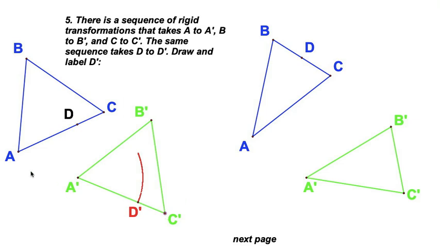And by the way, that sequence in all these cases is going to be two of them. Here we're doing a vector or a glide or a slide transformation and a rotation. And I think that came out about -47 degrees if you're curious. And that's it for the next page. Let's go.